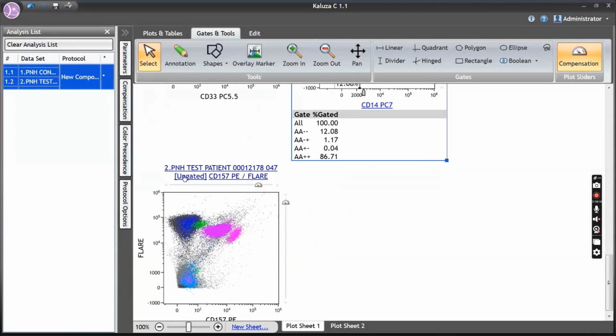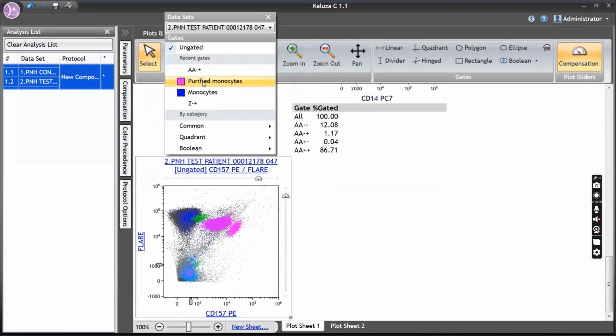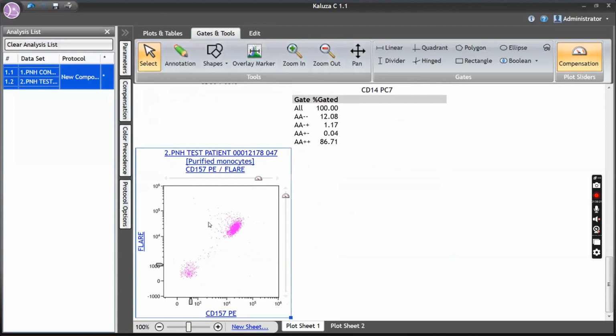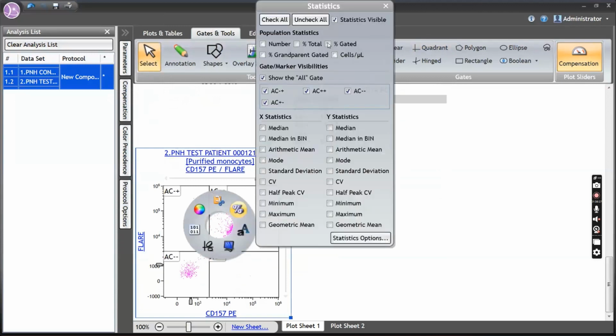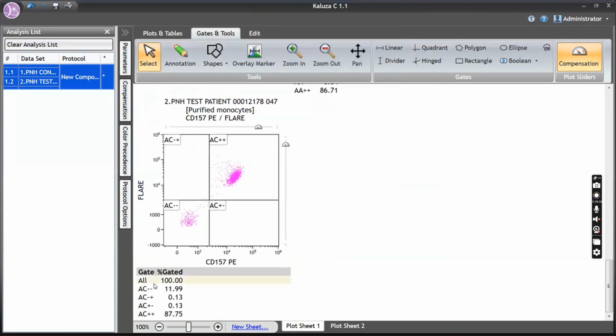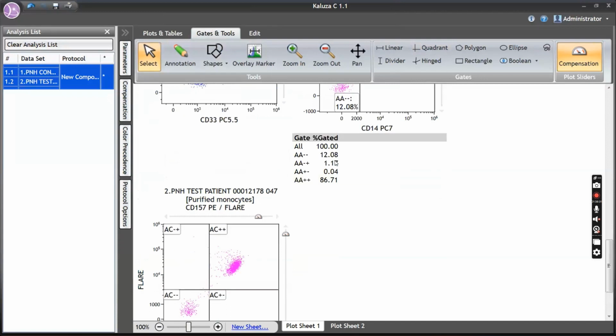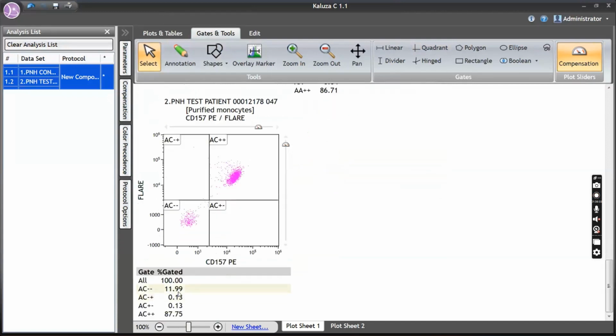Now similarly, I'll just check with purified monocytes and with CD157 and FLAER. So am I getting a similar percentage here also? Here it is 12.08%, here it's 11.9%, almost 12%. So 12% of monocytes are PNH clone. So PNH clone is detected in monocytes, quantified at 12%.